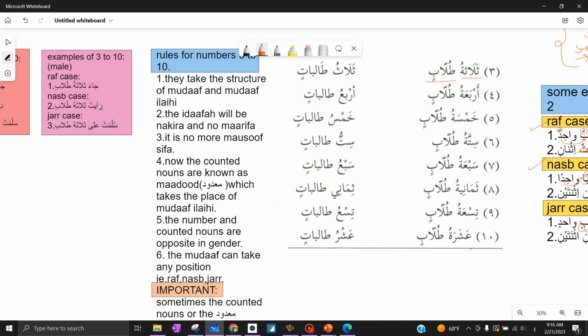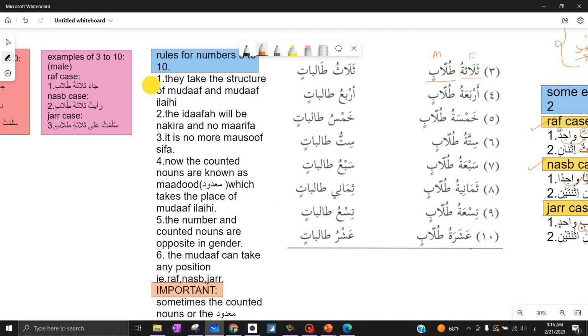And what is the difference? Let's see. This is female, numbers are female, and this is male. So now first we will do the rule, and then I will give you a simple trick how to write your numbers. If you get a figure in Arabic, how do you write your numbers?